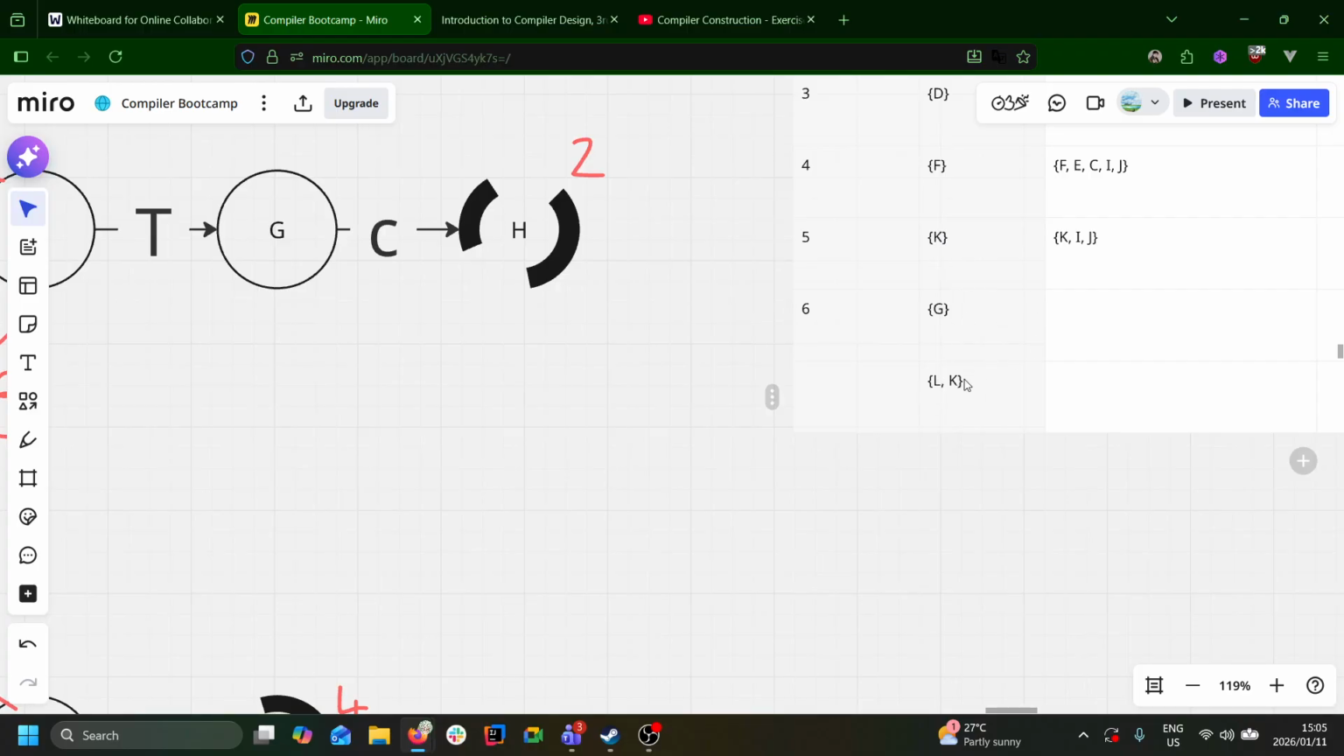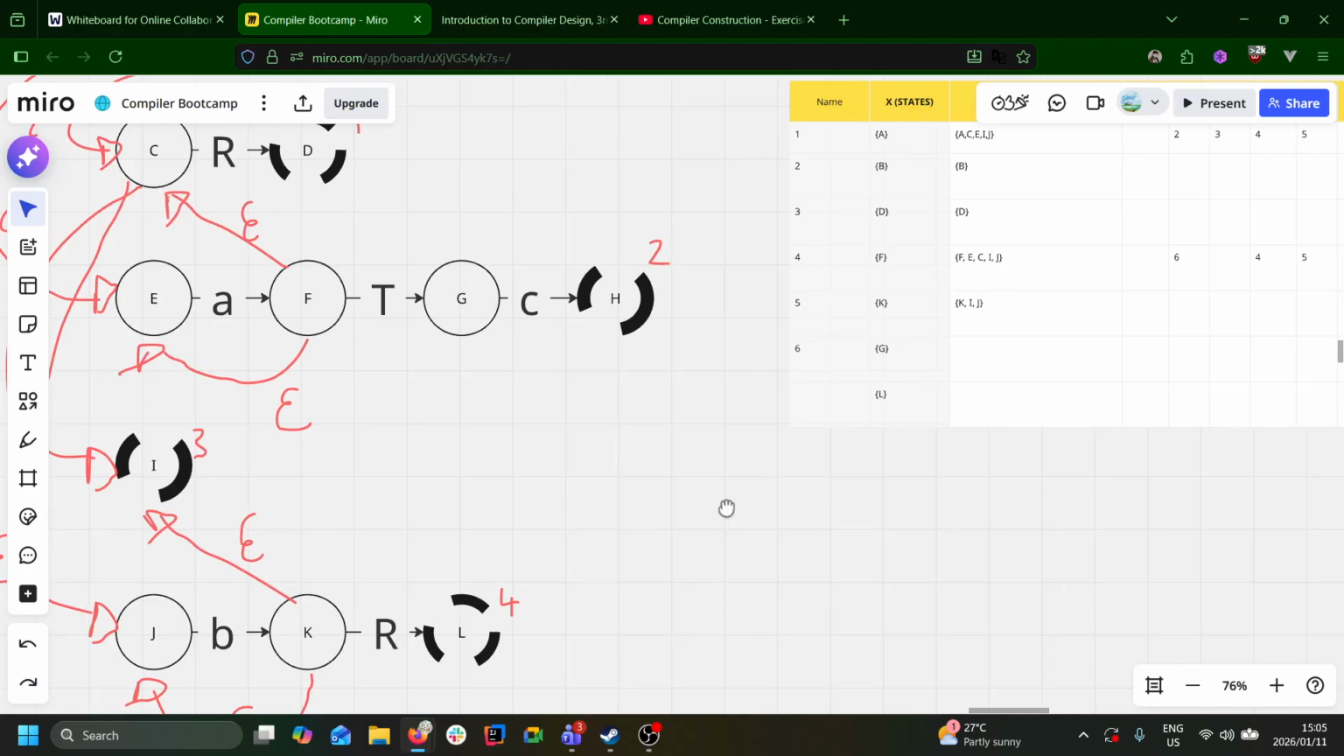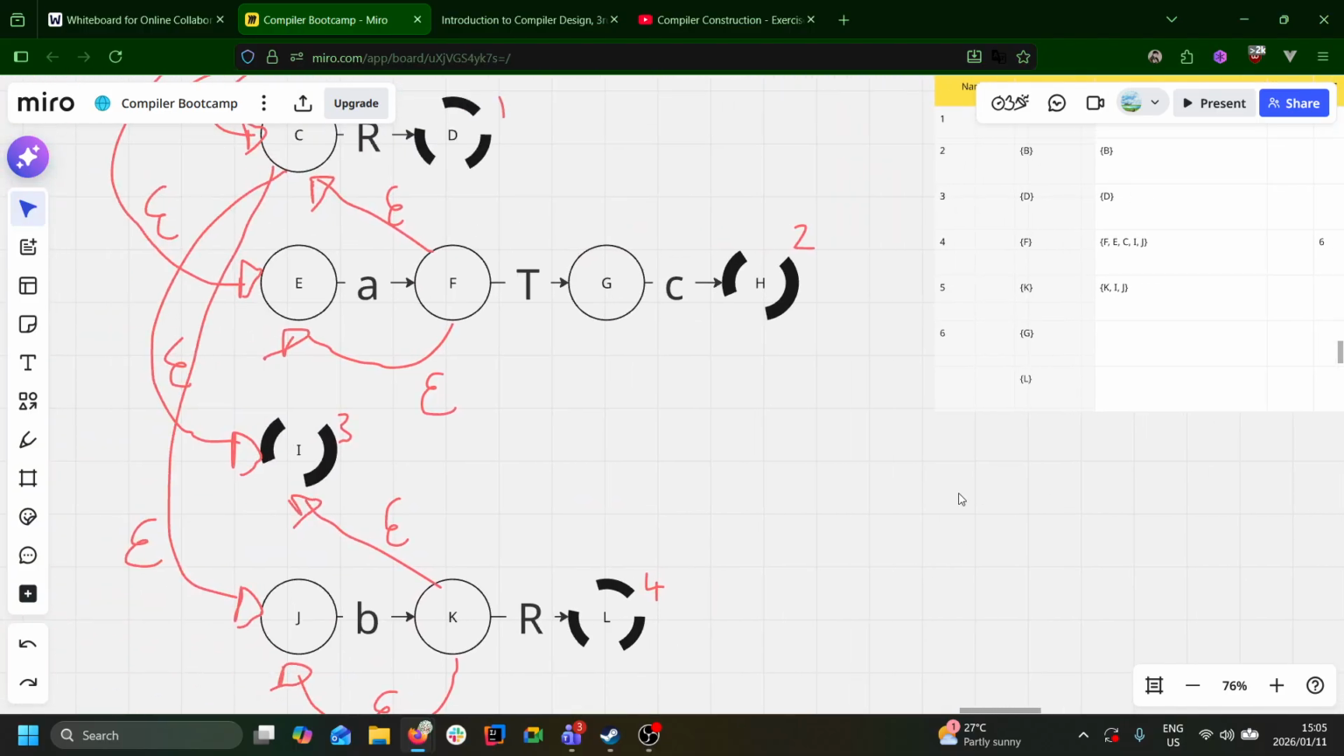Why are these the same? They're not the same because these contain different sets of things. They're different sets. But that's just a case, and I'm not sure if that case will show up here.